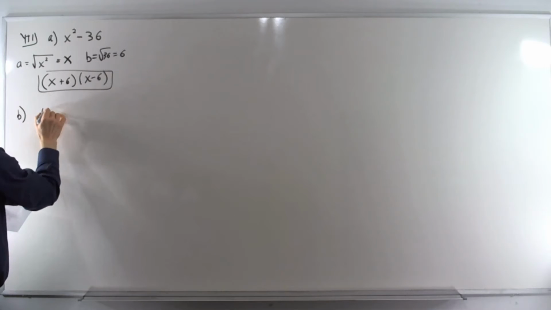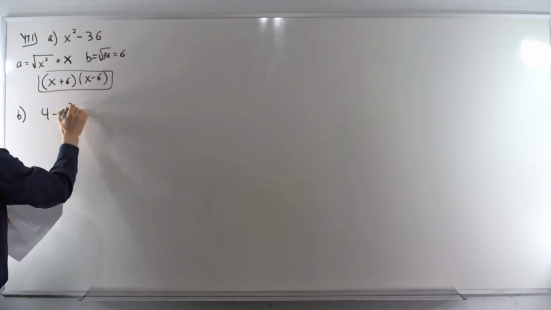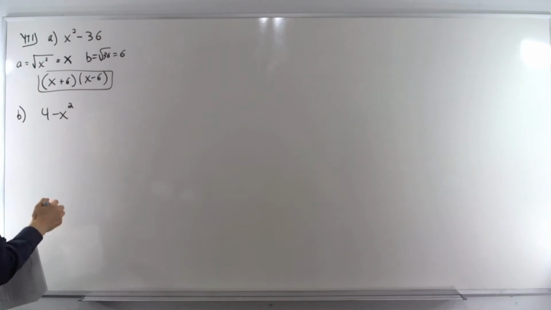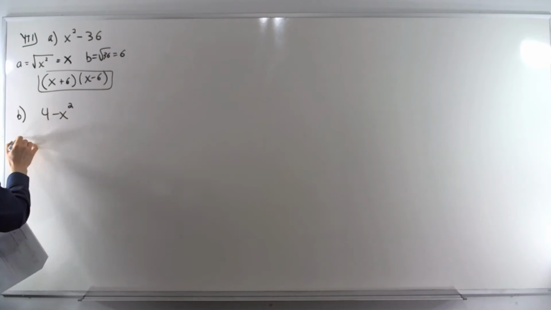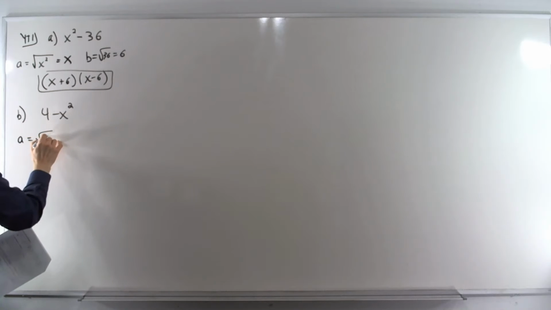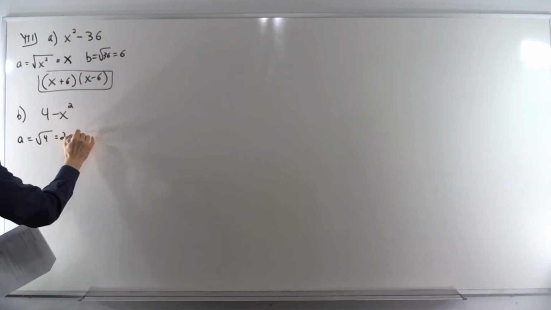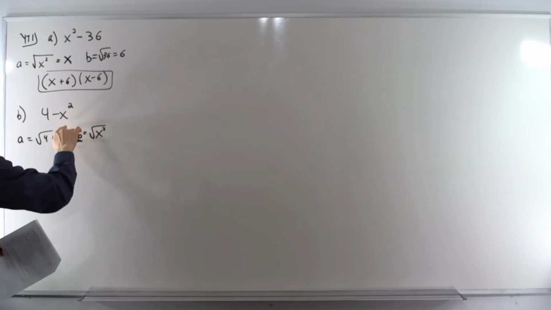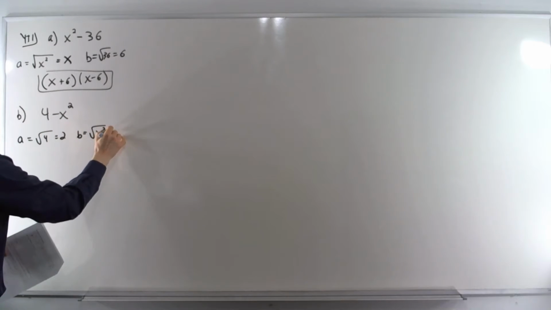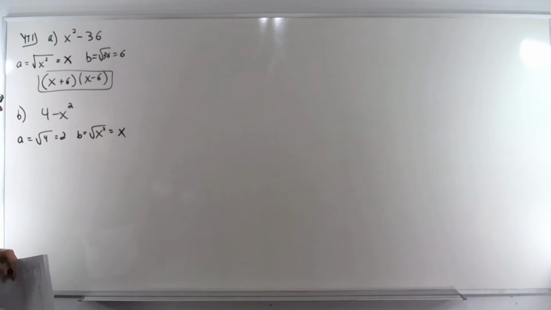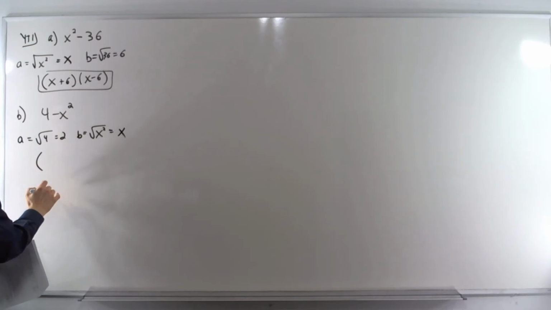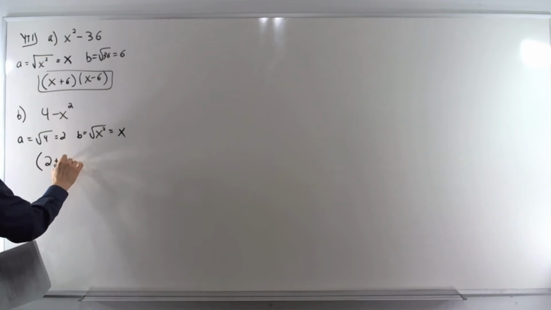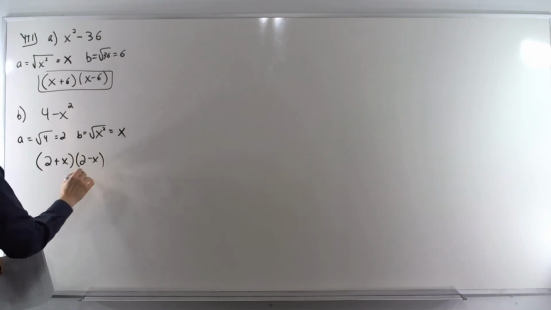Part B. Now these are in reverse order, but that's okay, it works exactly the same. Perfect square, perfect square. So to find a, we'll take the square root of 4, and that is 2. To find b, we take the square root of x squared. Ignore the negative, just do b squared. The square root of x squared is x. So that goes into the difference of squares formula. So we get 2 plus x and 2 minus x.